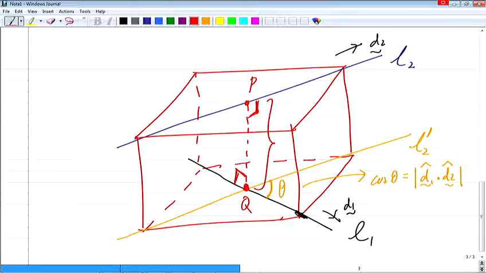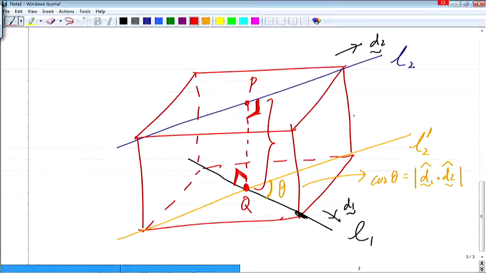So that's a guide. Usually the question will guide you to find P and Q first, then find the shortest distance. And the trick over here is to notice that 90 degrees. So the standard trick: PQ and D1 must be perpendicular. PQ and D2 are also perpendicular, isn't it?